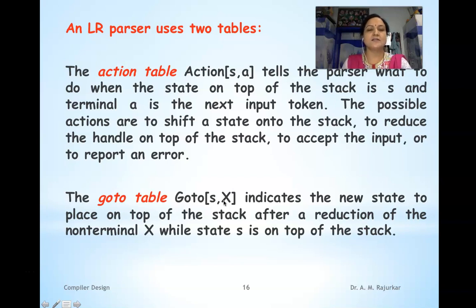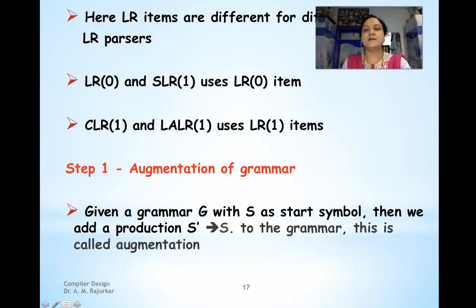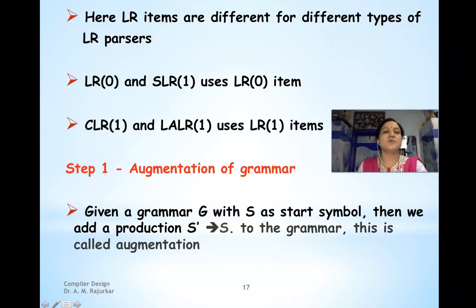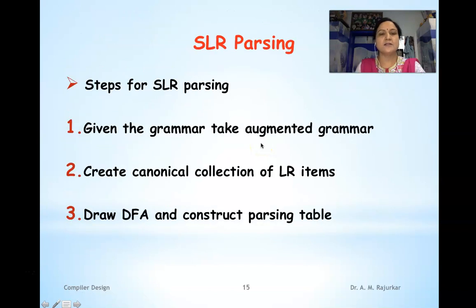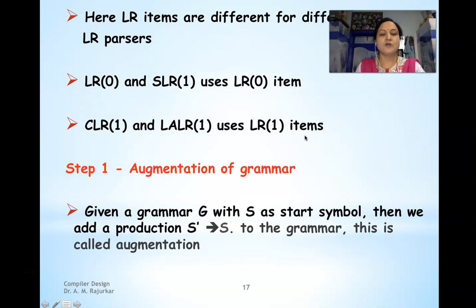So we'll see all these things with an example, so you will better understand when we are going to solve a problem. Here are the LR items used for different types of parsers that we have already discussed. LR0 and SLR parsers use LR0 items, and CLR, which is also called the LR1 parser, and LALR1 parsers use LR1 items. The first step for SLR parsing is augmentation of the grammar. So let's see how to augment the grammar.